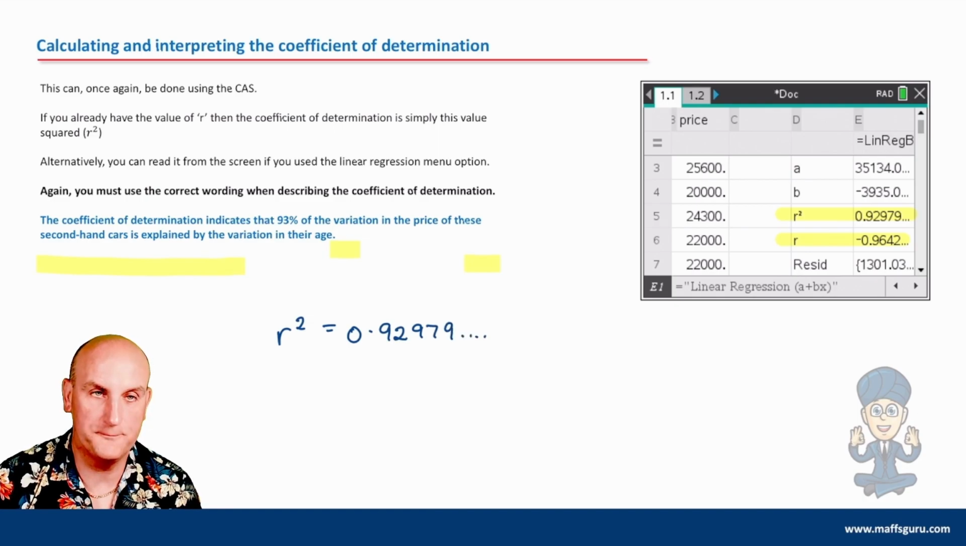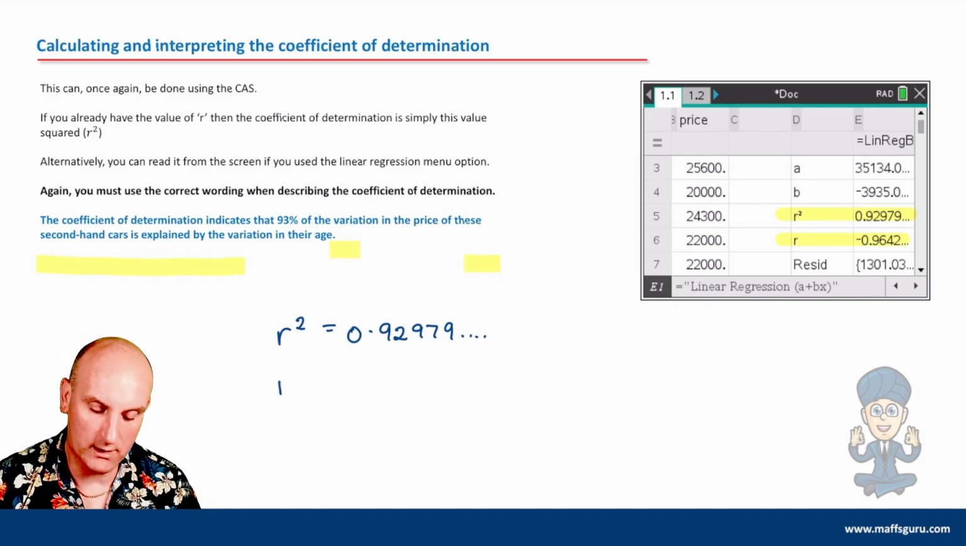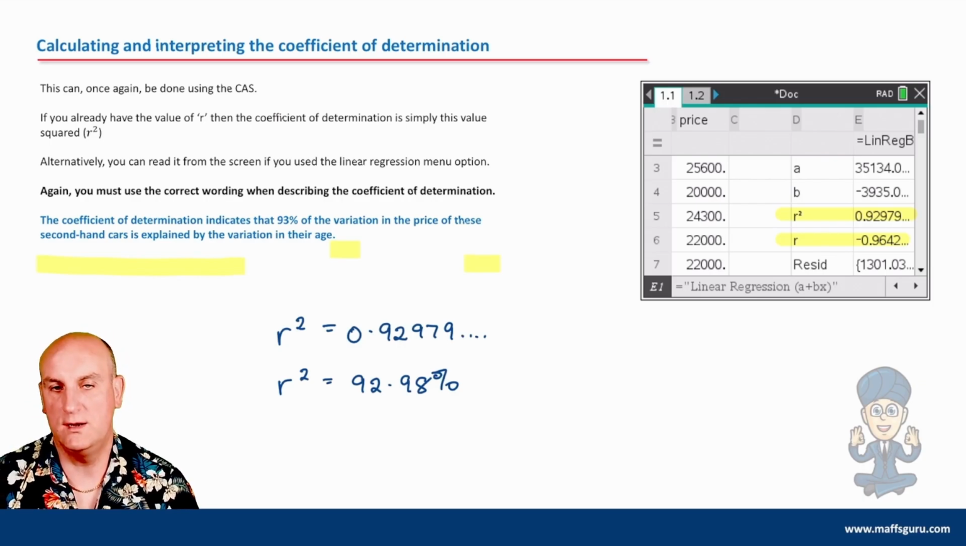0.92979... Now obviously in this situation we want it as a percentage, yes? So we have to then multiply that by 100. So r squared is going to be 92.98%. If they wanted me to do it in whole numbers, we would do it in whole numbers.